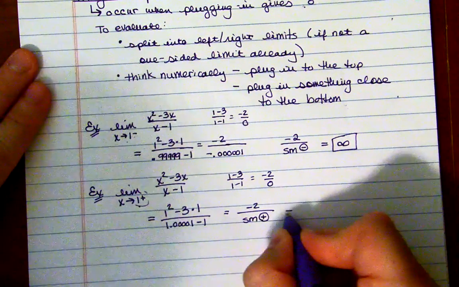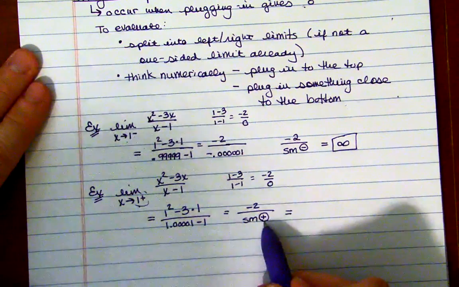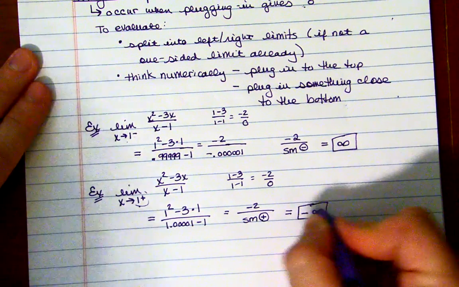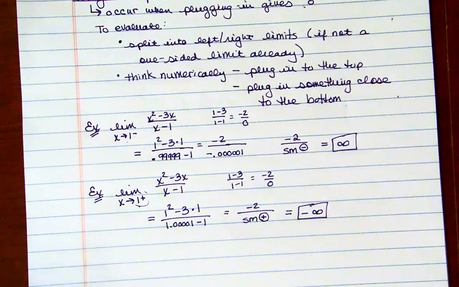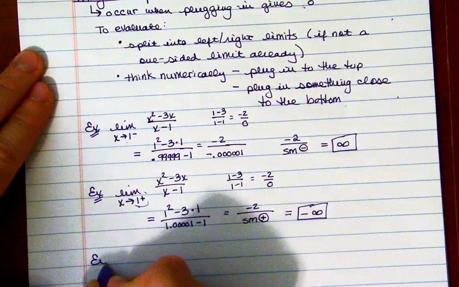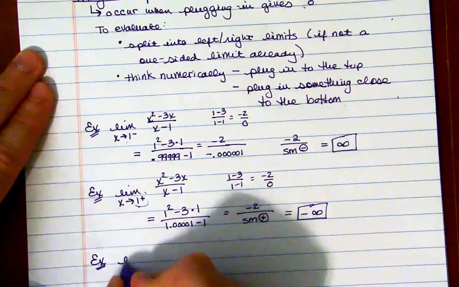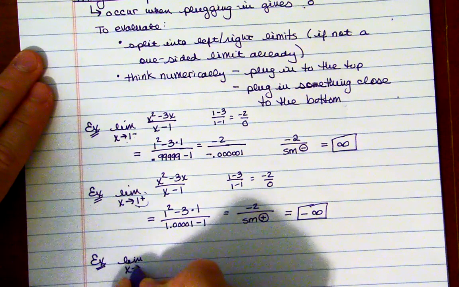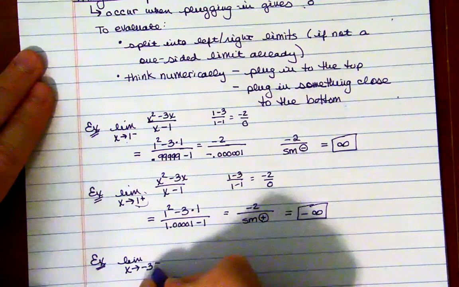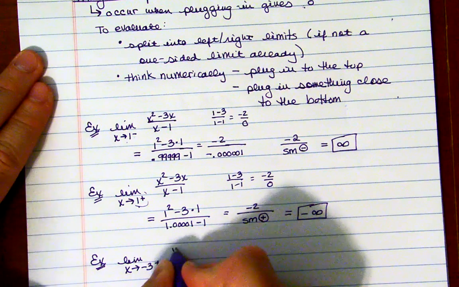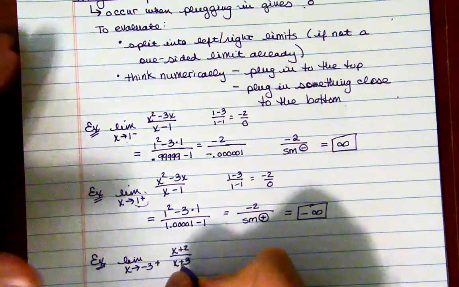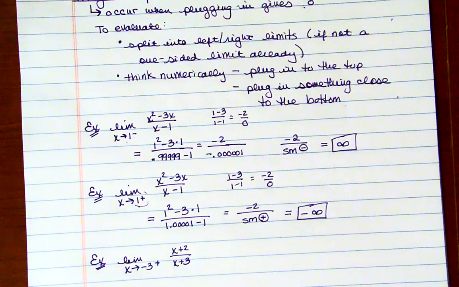Well, I know I'm going to get some sort of infinity. A negative divided by a positive gives me a negative, so my answer is negative infinity. I would like to see what you can do with the limit as x approaches negative 3 from the right of x plus 2 over x plus 3. See what you can do with that.